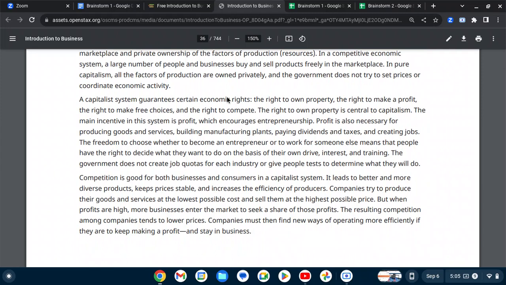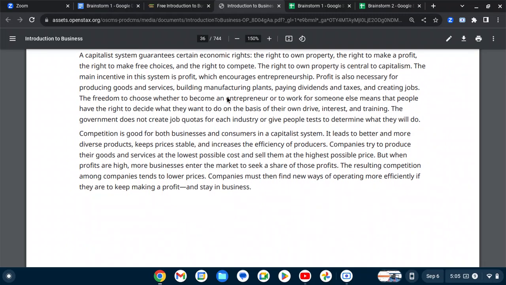A capitalist system guarantees certain economic rights: the right to own property, the right to make a profit, the right to make free choices, and the right to compete. The right to own property is central to capitalism. The main incentive in this system is profit, which encourages entrepreneurship. Profit is also necessary for producing goods and services, building manufacturing plants, paying dividends and taxes, and creating jobs. The freedom to choose whether to become an entrepreneur or to work for someone else means that people have the right to decide what they want to do on the basis of their own drive, interests, and training. The government does not create job quotas for each industry or give people tests to determine what they will do.